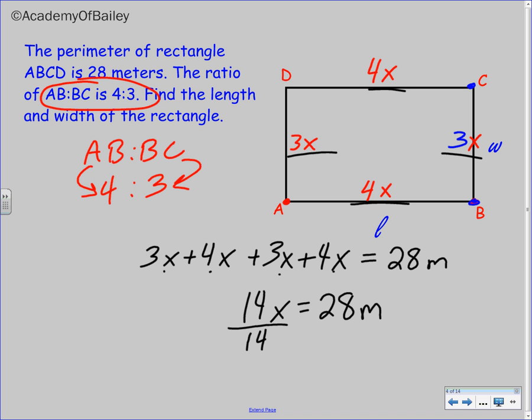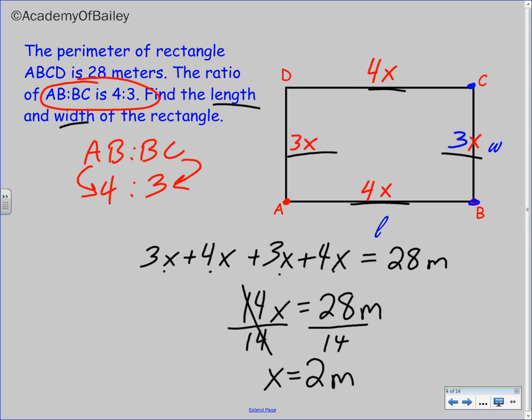Divide by 14, divide by 14. x is equal to 2 meters. Now that's just the number that it was reduced by, 2 meters. That has not given us the length and the width yet.